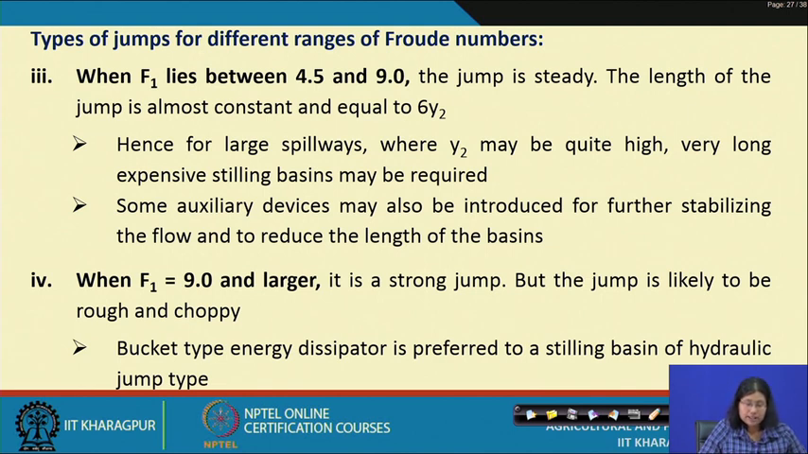When F1 is 9 and larger, it is a strong jump, but the jump is likely to be rough and choppy. A bucket type energy dissipator is preferred in this case over the hydraulic jump type.